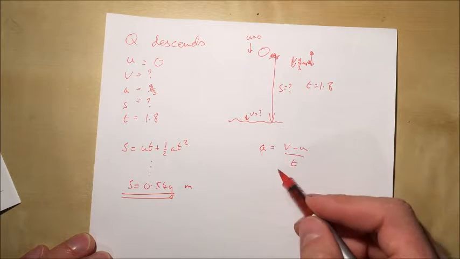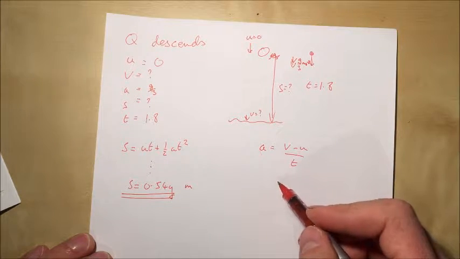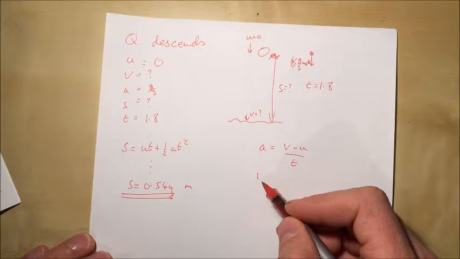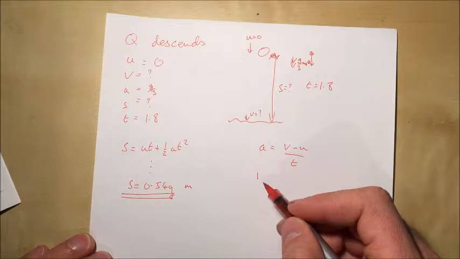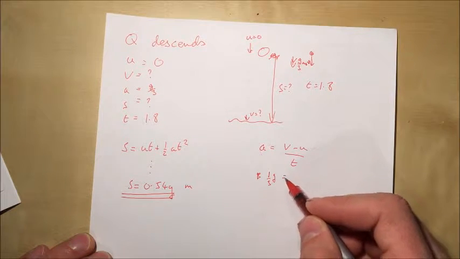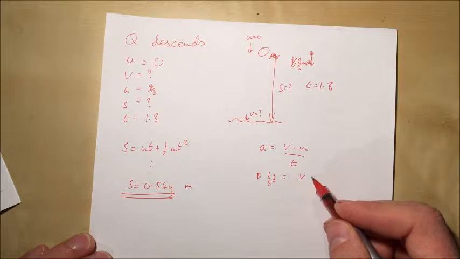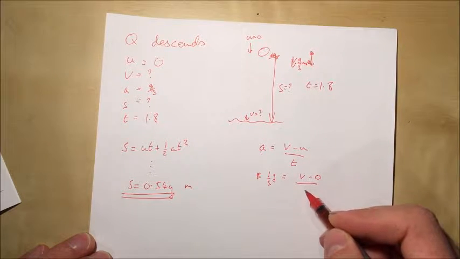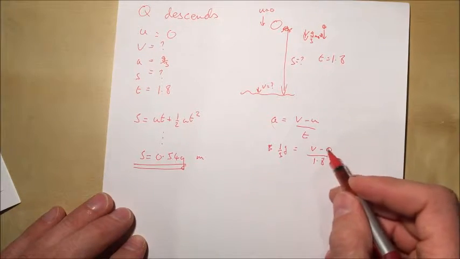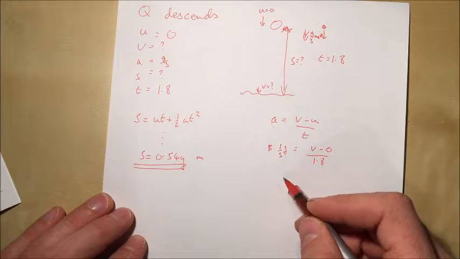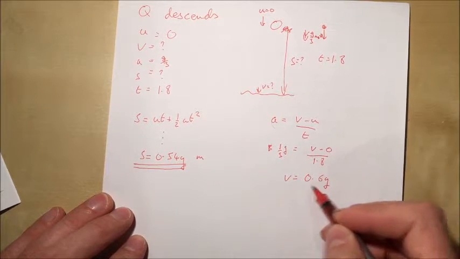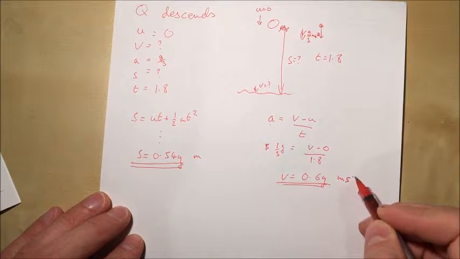And for this bit, again, I'm not going to worry about all the working out, but actually there's not much working out here. We've got the acceleration, which is 1/3 G, equals V, which is what we're trying to find, minus U, which is 0, over T, which is 1.8. So if I just times by 1.8, and I can obviously ignore that 0, it's 1.8 over 3 times G, and 1.8 divided by 3 is 0.6. So V is 0.6 G, and that is meters per second.